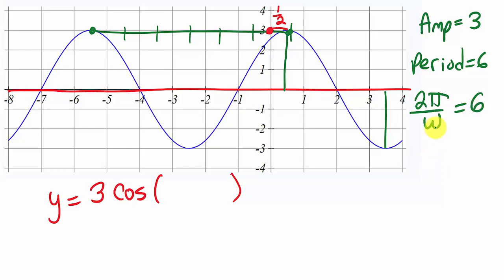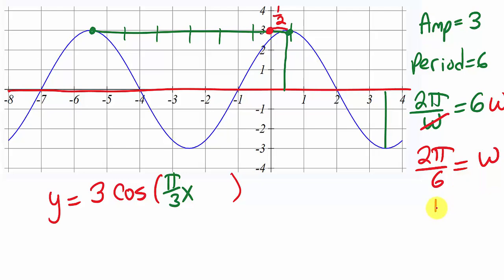So we know that omega's got to have a pi in it, and it's also got to have a number so that when I combine those I get 6. So that's going to be pi thirds x. And again, if you don't see that in your head, it's easy to solve. Multiply the omega here and then divide the 6. So 2 pi divided by 6 equals omega, and that reduces to pi thirds.